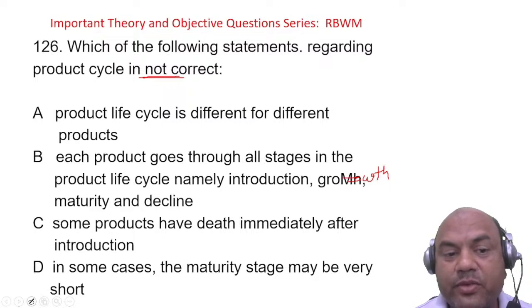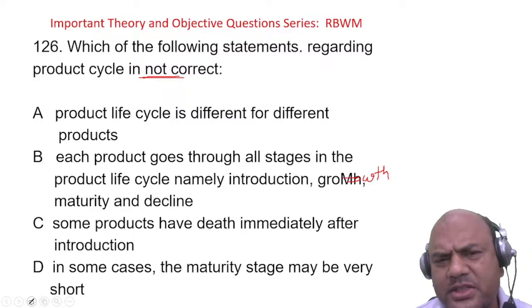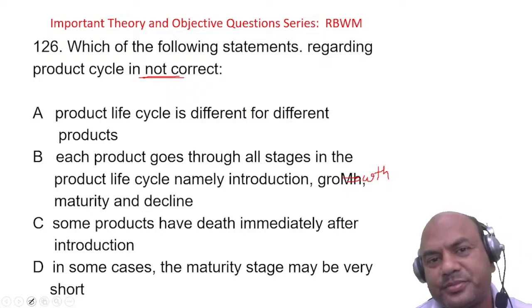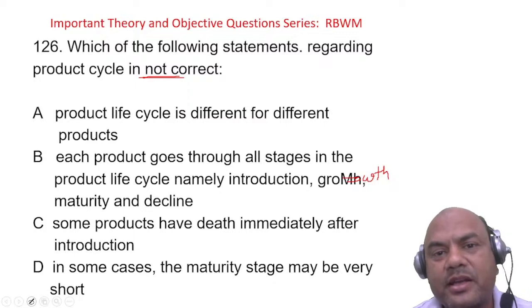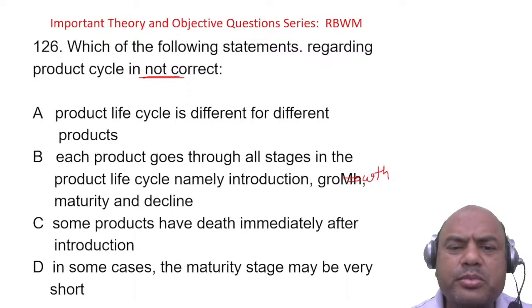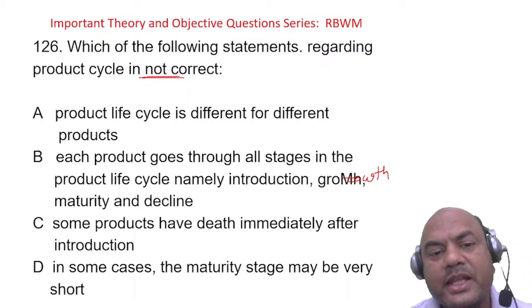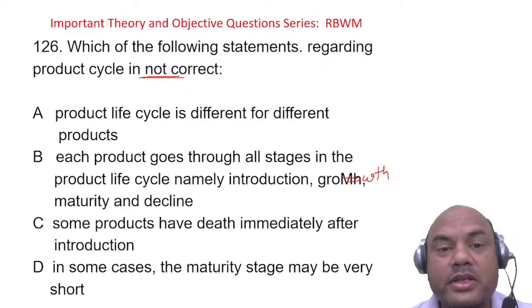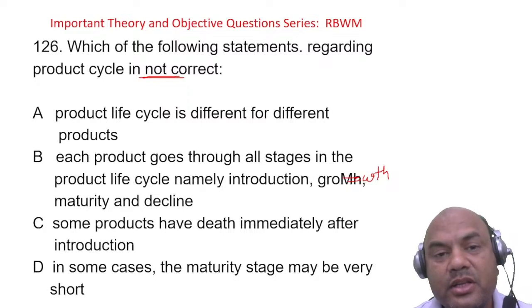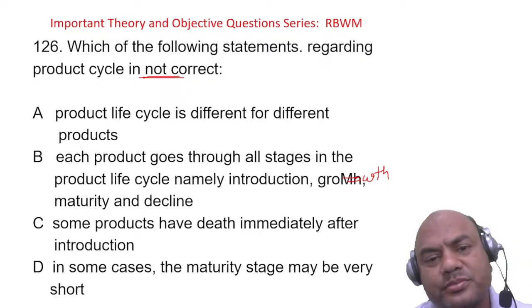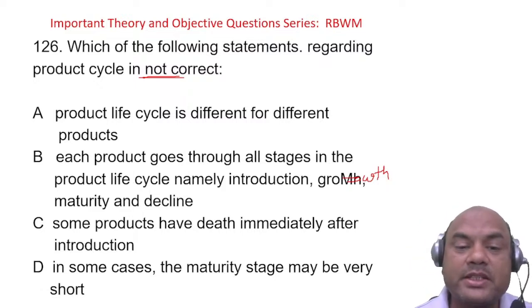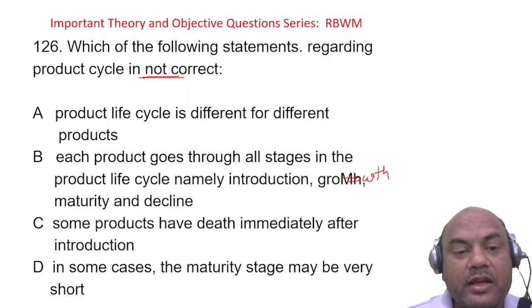Product life cycle is different for each and every product. Obviously it is different. In this present era of startups, the product life cycle is totally different and products move very fast, whereas the PLC for earlier products like FMCG, Hindustan Lever products, is different and slow. So PLC is different for each and every product, that is true. I'll write it here: true. I want the false answer.